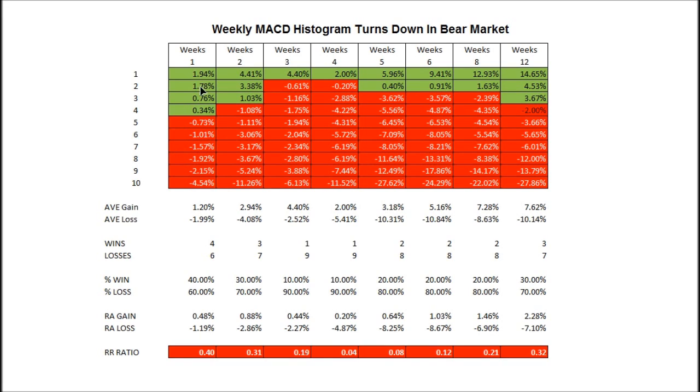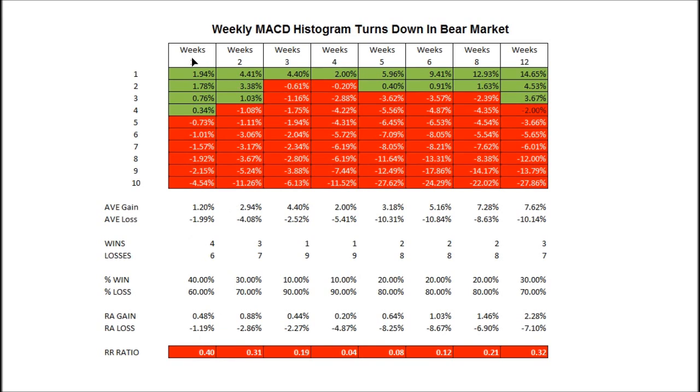The average gain was 1.2%. The average loss was roughly 2%. That's this average. 40% of the time, 1 week later, you were up with an average gain of this. 60% of the time, you were down with an average loss of this. We can then calculate a risk-reward ratio. The risk-reward ratio comes out to be 0.4.